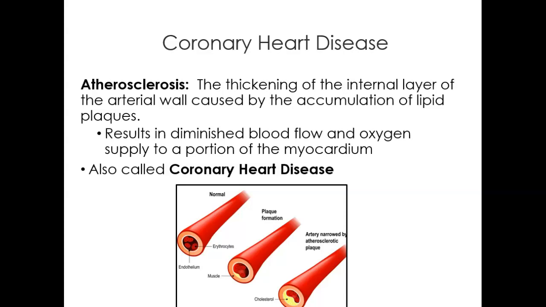Atherosclerosis is the thickening of the internal layer of the arterial wall caused by an accumulation of lipid plaque. So you can see how the lumen starts to get smaller and smaller, and it starts to get kind of pinched off there because of the buildup of lipid plaque or lipoproteins or cholesterol, I suppose. The result is diminished blood flow and oxygen supply to a portion of the myocardium. So it's not going to allow blood flow to get to a certain area because it's going to be kind of pinched off.